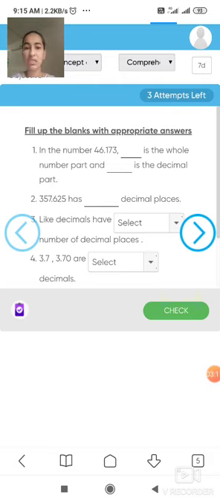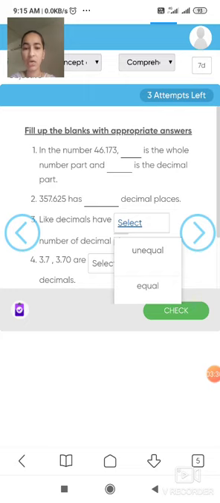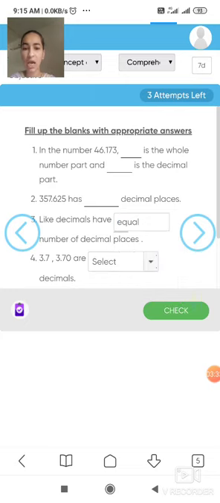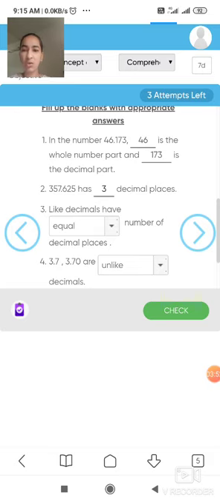The next is 357.625 has dash decimal places. How many decimal places are there? You have to count that. Next, like decimals have dash. They have equal or unequal? Yes, they have an equal number of decimal places. This is the definition of like decimals. Now 4 point and then 3.7, 3.70 are dash decimals. Are they equal or unequal? Now you can see there is an answer also.